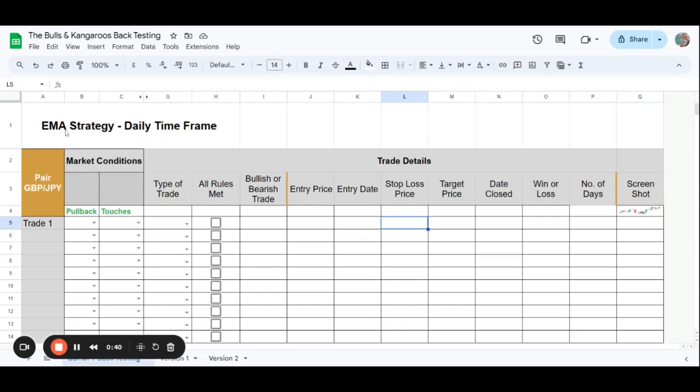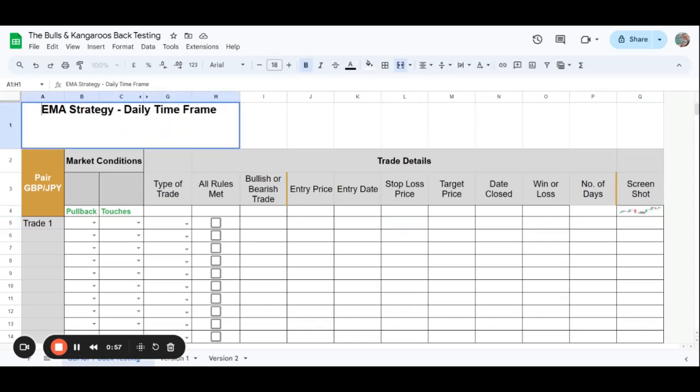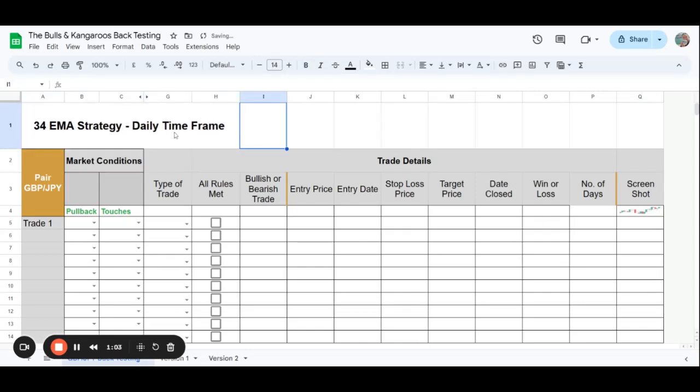I've created this in Google Sheets. I've just called it EMA Strategy Daily Time Frame. And actually, I'm just going to change that label and put down here the 34 EMA strategy, because we will be testing other lines as well. Okay, so this is how I'm recommending that you complete this sheet. So you basically put your trade here, then the next one, trade 2, trade 3, trade 4.